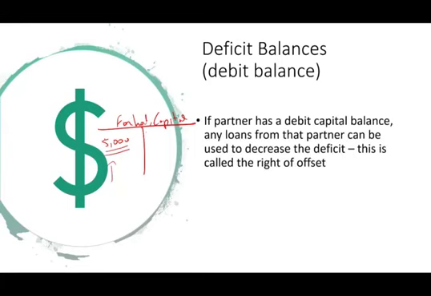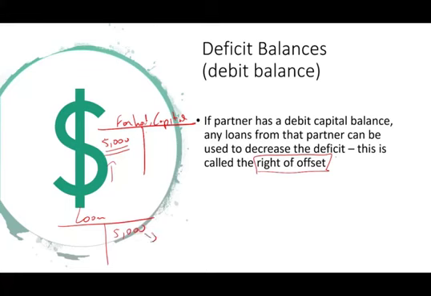If a partner has a deficit, any loan from that partner can be used to decrease the deficit. This is called right of offset. So let's assume I have a deficit. At the same time, let's keep it simple, I loan the corporation $5,000. So this loan belongs to me. This is my loan. I gave them this money.